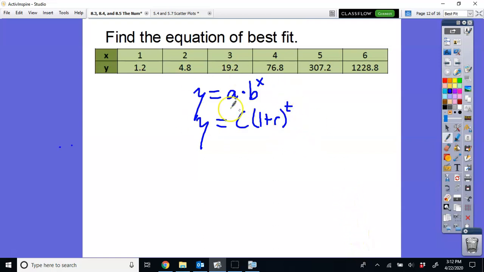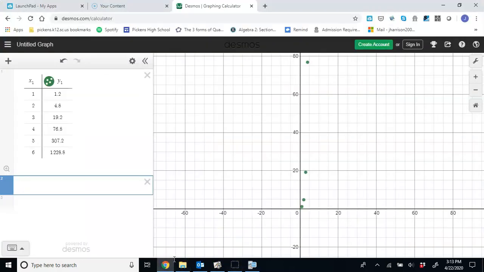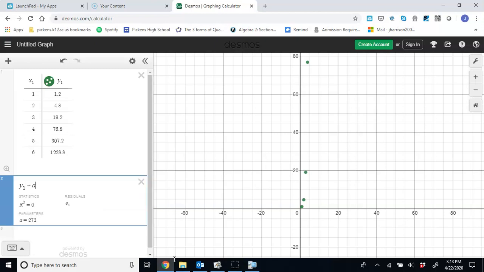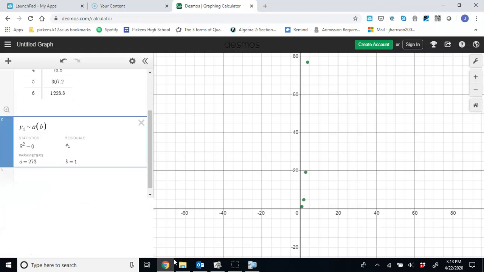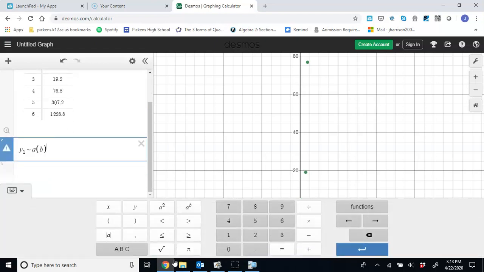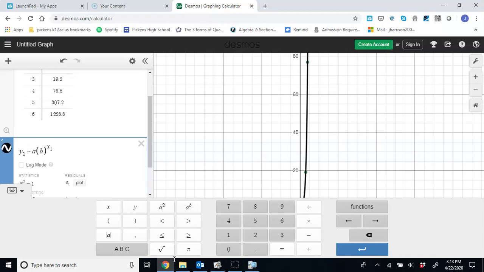And you can type either one of these in and you can get the answer for it, but my suggestion is to go with the one that's slightly easier, a times b to the x. And so I go to my calculator, go to Desmos, I should say, and I do y1 because that's where my y's are. I do the little squiggly, which is up next to the 1, a, and then I do times b. I'm going to use parentheses there. And then I'm going to raise that to the power of x1. That's where my x's are.